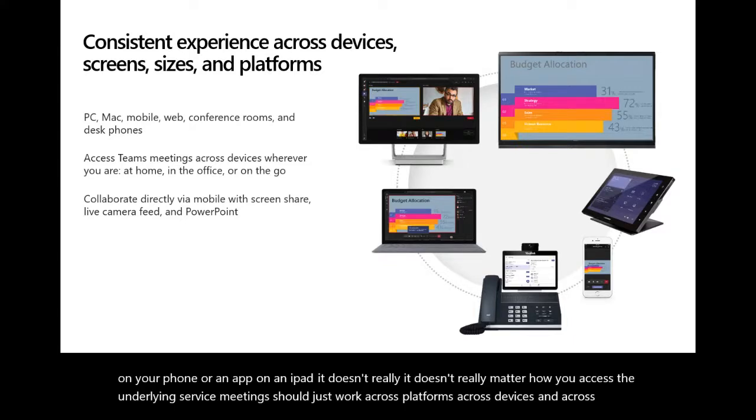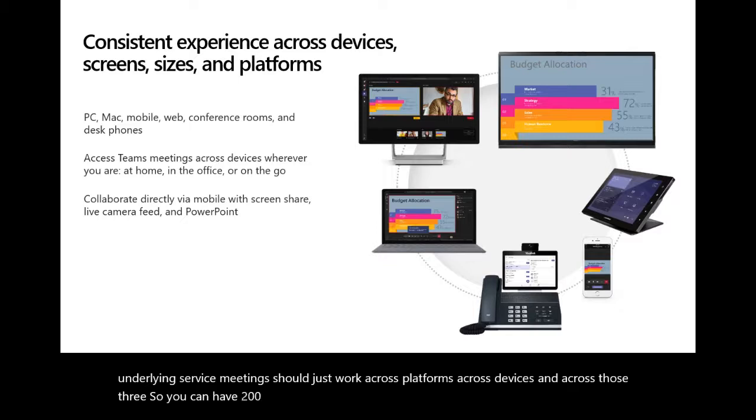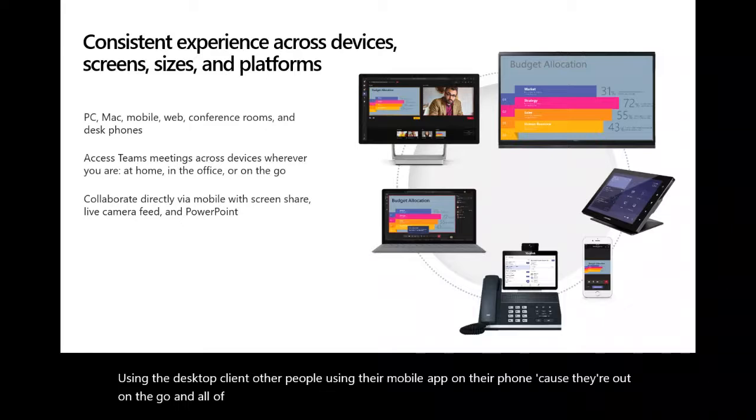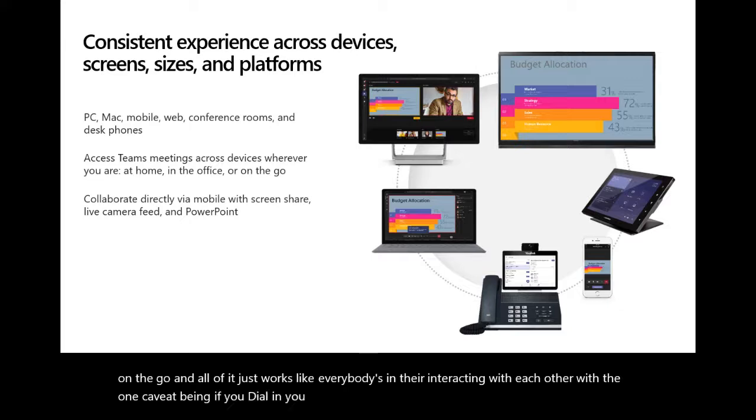So you can have 200 people in a meeting. You can have some people dialed in and not even using a client. You can have other people using the desktop client, other people using their mobile app on their phone because they're out on the go, and all of it just works. Everybody's in there interacting with each other, with the one caveat being if you dial in, you can't participate in screen sharing and that kind of thing. It's just audio.